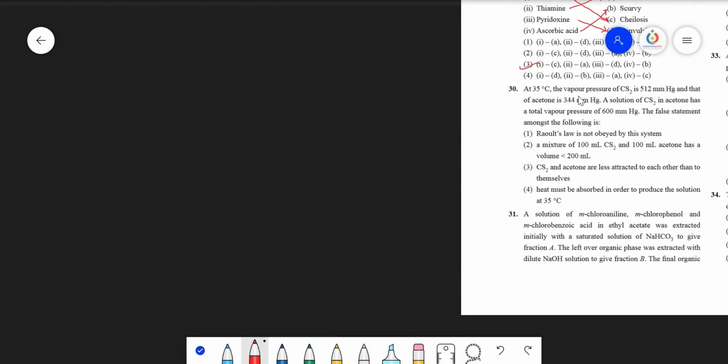At 35 degrees centigrade, the vapor pressure of CS2 is 512 millimeters of Hg, and that of acetone is 344 millimeters of mercury. A solution of CS2 in acetone has a total vapor pressure of 600 millimeters of mercury. The false statement amongst the following is. So let's try to solve this question. 30. First of all, let's see the combination of CS2 plus acetone.